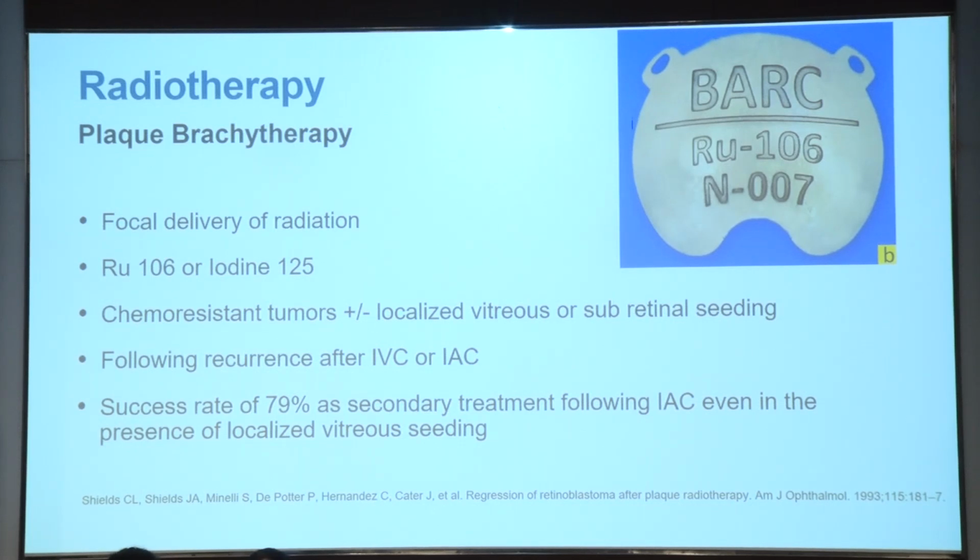It's basically used for tumors which are resistant to the conventional form of treatment, where you give intravenous chemotherapy. You have tried intravitreal chemotherapy. You've tried whatever best measures you have. You've tried laser and everything, but the tumor still keeps coming back. It's not responding. So in those cases, plaque brachytherapy is a very viable option with a very good success rate.